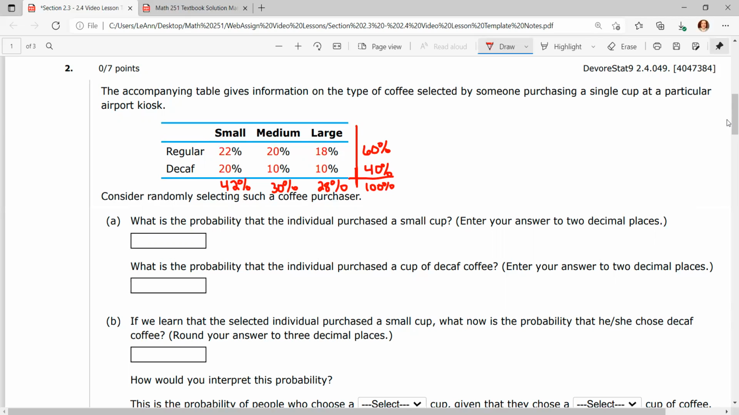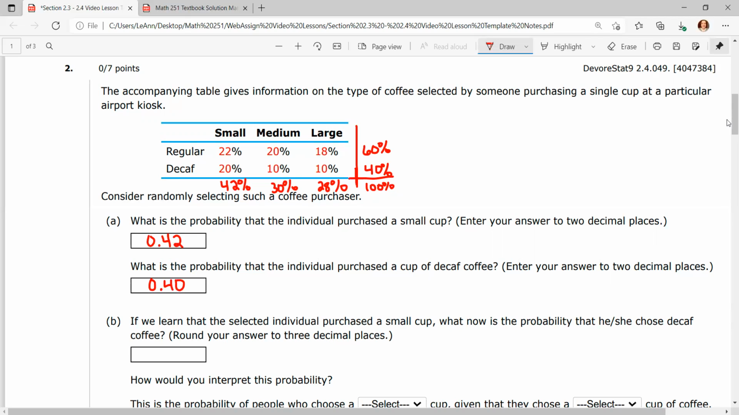So we want to know, what is the probability that an individual purchased a small cup, and we want to enter it in decimal form. Well, we already know that because we have the total for small cups. So it's going to be 0.42. What is the probability that the individual purchased a cup of decaf? So that would be this row right here. So 40% or 0.40.